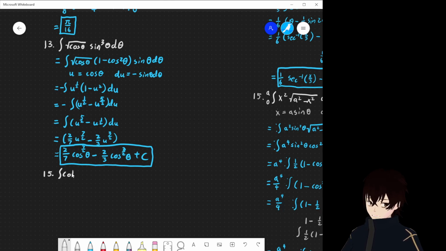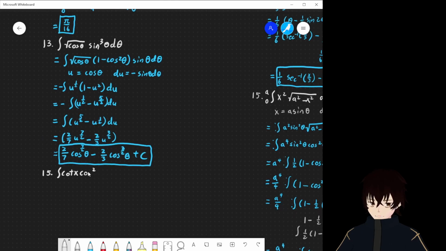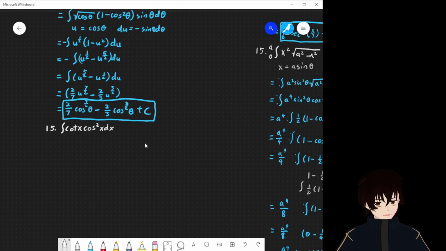Number 15 wants to find the integral of cotangent x times cosine squared x dx. It's an indefinite integral.